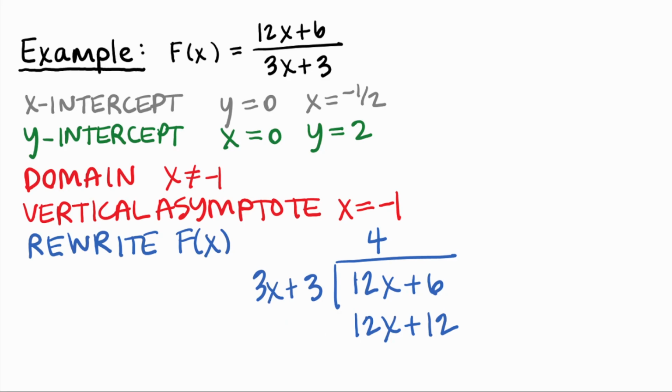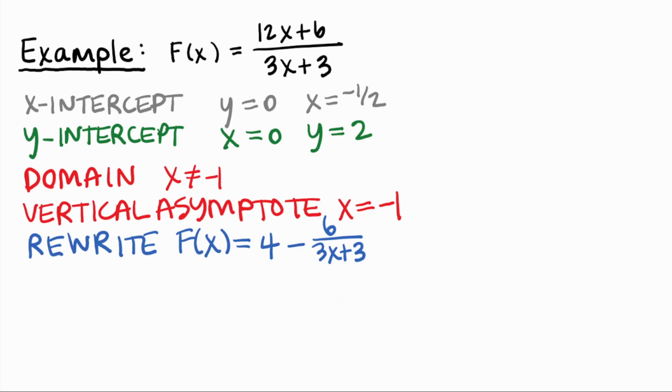Okay, so I've multiplied that through. I'm over here trying to simplify, so I'm going to subtract 12x plus 12, and I'm going to get 0, and then 6 minus 12 is negative 6. So my remainder is going to be negative 6, so minus 6 over 3x plus 3. Okay, so that's great. We can just rewrite f of x as that quotient.